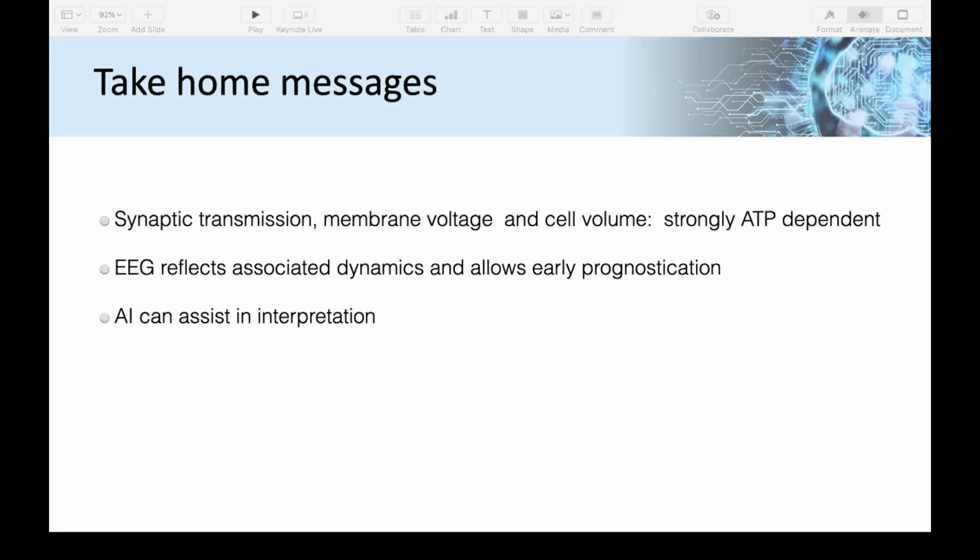And finally, I very shortly touched upon it, machine learning, in particular deep learning, can assist, and I'm absolutely confident that it will assist in the near future in the interpretation of these signals in the clinic.